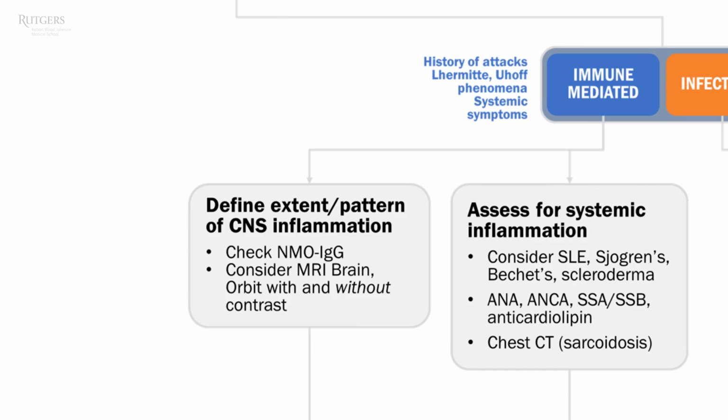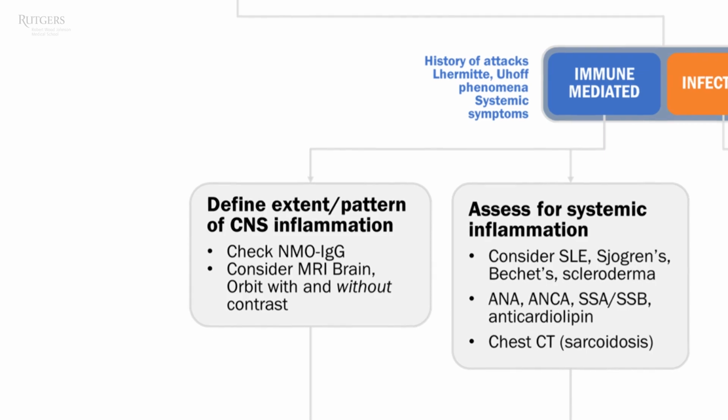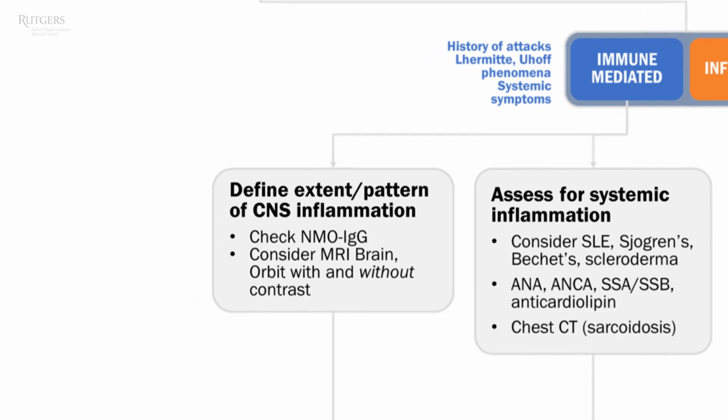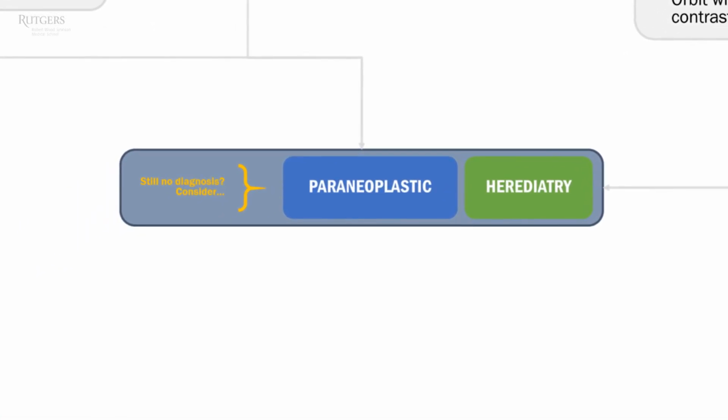The next order of business is to define the extent of CNS inflammation. So, check NMO antibody and get an MRI of the brain and orbits, with and without contrast. If systemic inflammation is suspected, then we need to check for the usual suspects: lupus, Sjogren's, vasculitis, sarcoidosis, etc. And finally, when you're still stuck with the diagnosis, consider paraneoplastic and hereditary pathologies.